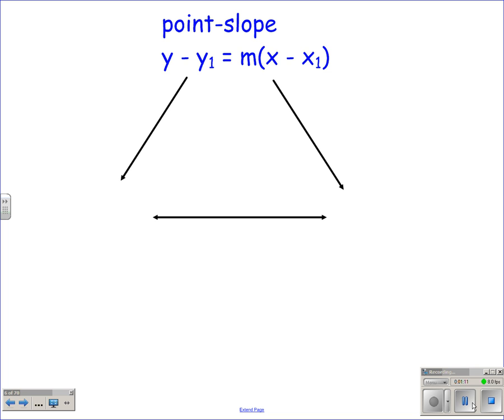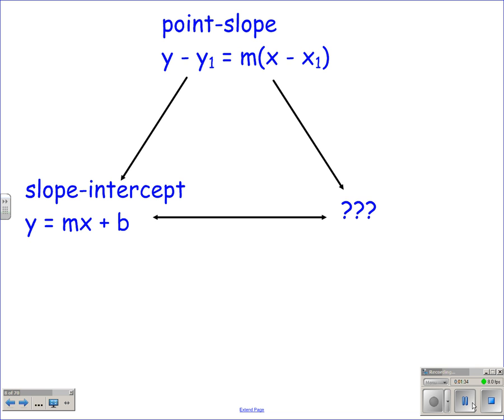Notice our visual here. We have point slope up at the top of our triangle. Point slope is y minus y1 equals m times the quantity x minus x1. Notice the 2 arrows going left and right. One of them will go to slope-intercept, which is y equals mx plus b, meaning we can start out in point slope form and go into slope-intercept, or we can start out in point slope and we'll go to something else we'll talk about in section 5.4. Please notice that the arrows do not go back up, they only come down. So you can start in point slope and go into slope-intercept, but you cannot take slope-intercept and go back up to point slope.